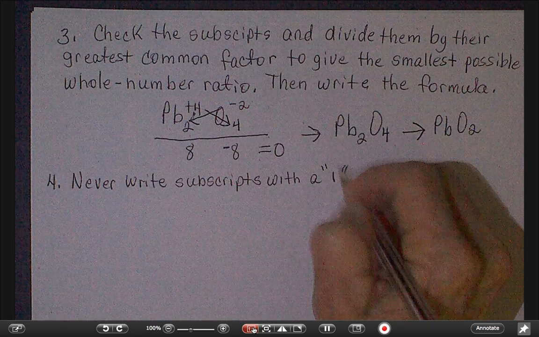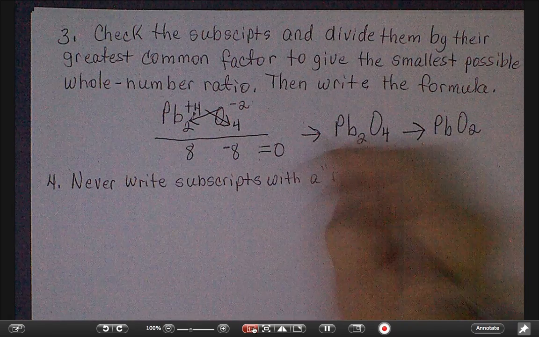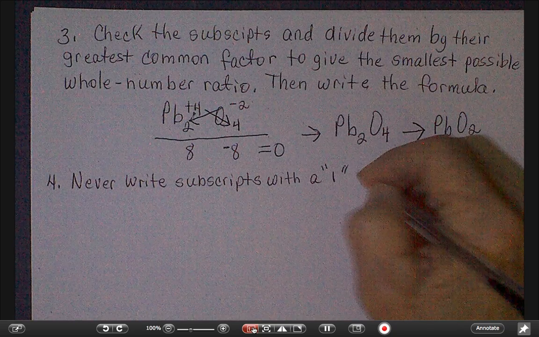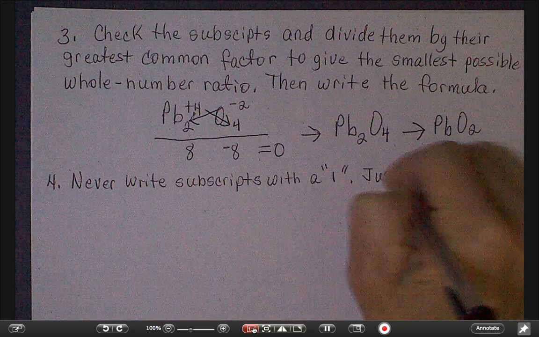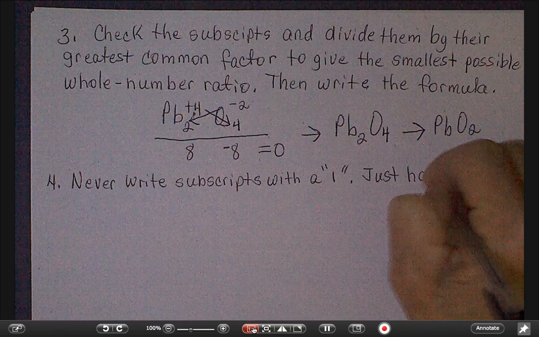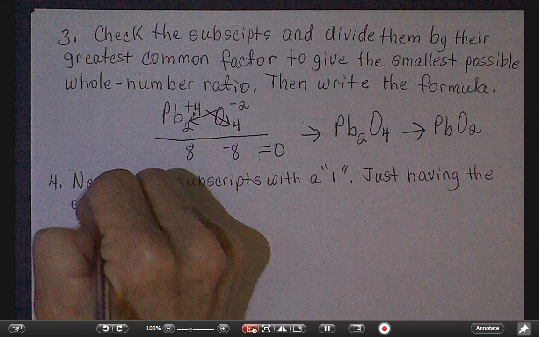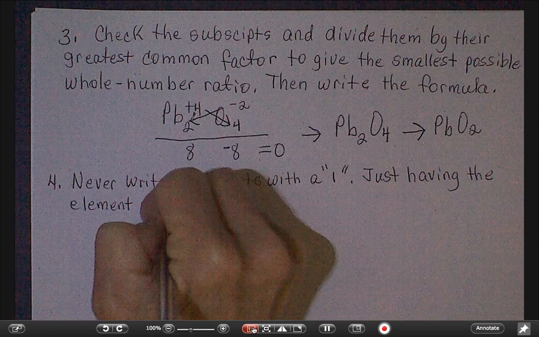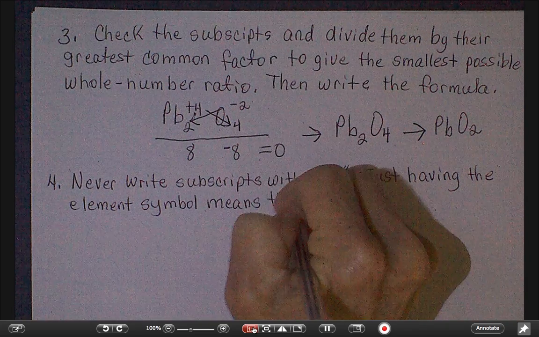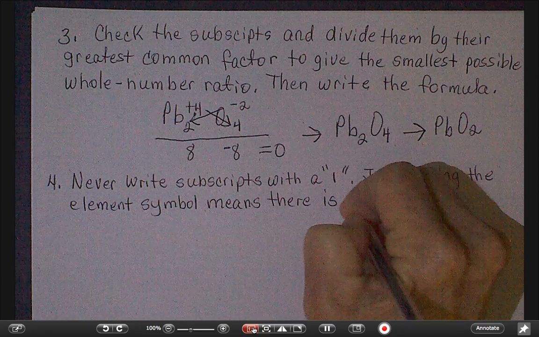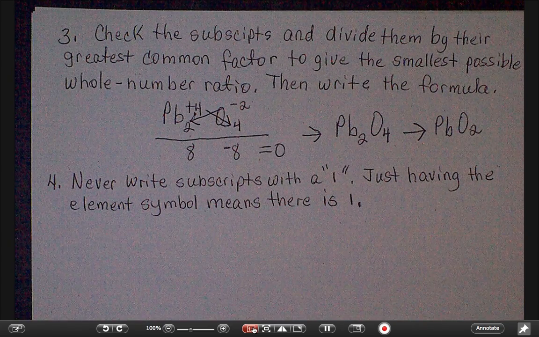That's kind of like writing a number with an exponent of 1, kind of the same. Exactly. All right. So, what does that mean? Just having the formula symbol. That's right. Just having the element symbol means there is 1. Okay? An example.